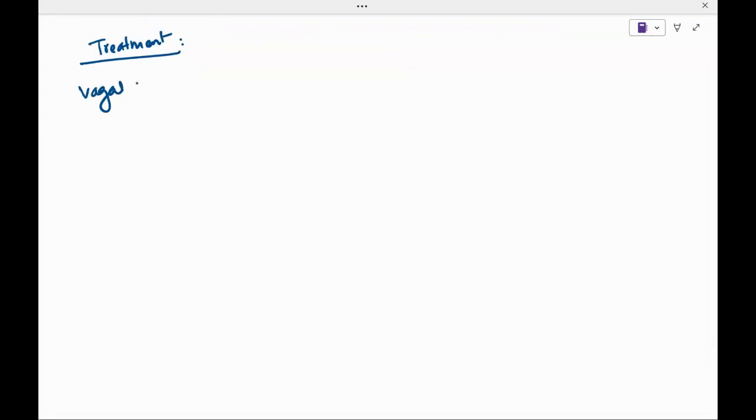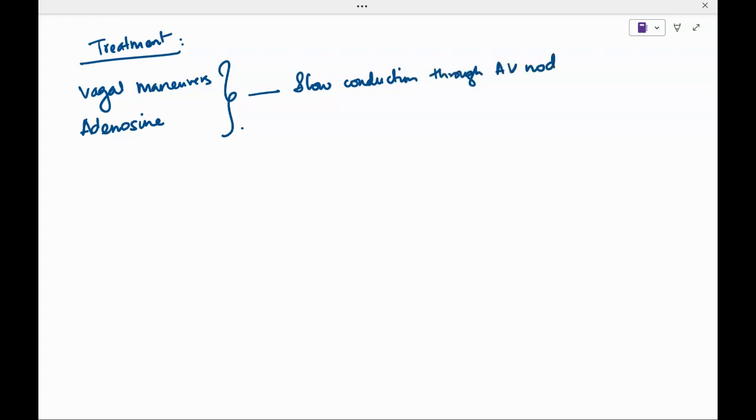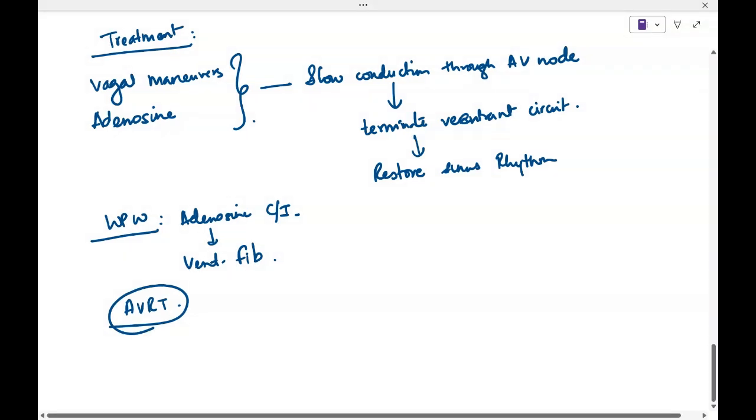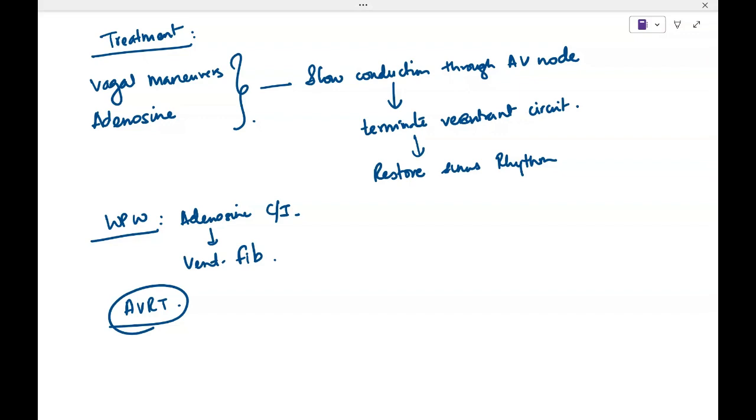So the treatment of AVRT is vagal maneuvers and adenosine. These will slow the conduction through the AV node. They will terminate the reentrant circuit and restore the normal sinus rhythm. Now in WPW syndrome, we should avoid adenosine as it is said to trigger ventricular fibrillation. But sometimes when the AVRT is caused by WPW syndrome, the patients are undiagnosed for that WPW component. So in such cases, adenosine might be given as a standard treatment of AVRT.